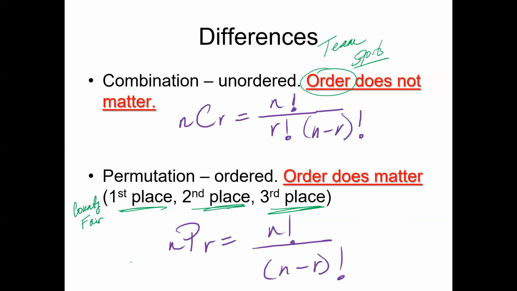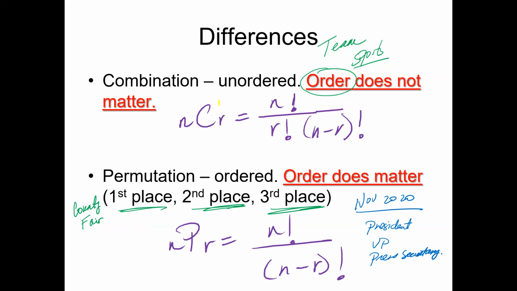Or better yet, in November of 2020, we're going to have a presidential election. So order does matter because there's a difference between being the president and the vice president. I guess you could be the press secretary. I guess you could be the person in charge of housing, etc. All of those do matter. So in which case, if order does matter, you will be using permutation.